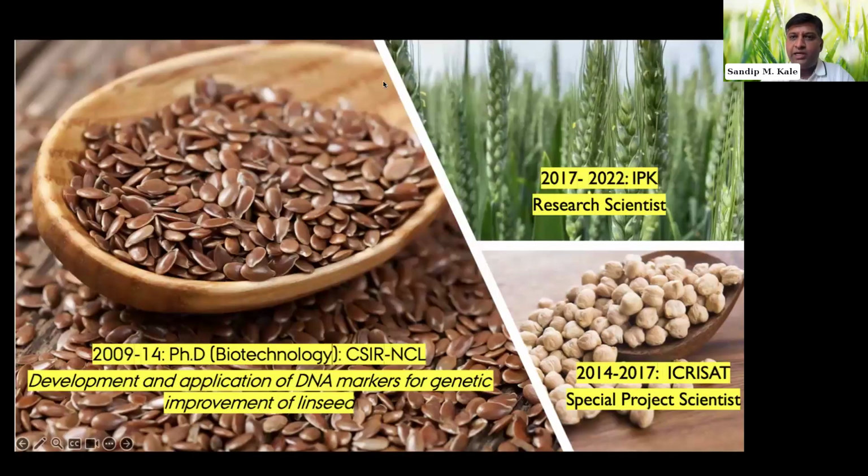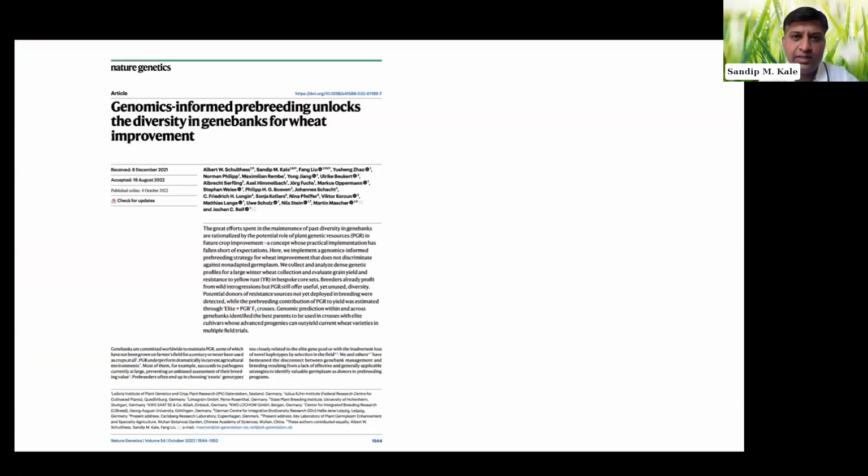I'm really fortunate to have had the opportunity to work on different crop species, starting from linseed, which is an oilseed crop rich in omega-3 fatty acid, then at ICRISAT I was working on chickpea, which is a legume crop, and recently, since my postdoctoral tenure at IPK, I'm working on cereals, mainly wheat. Today I will present our work which is published.